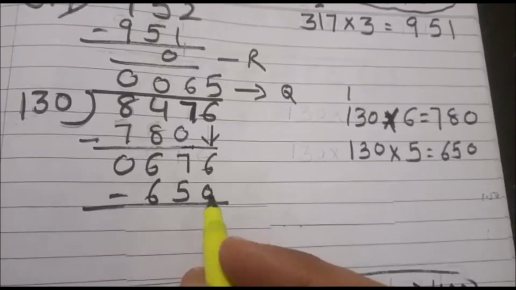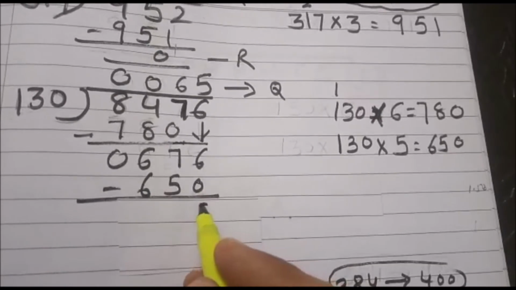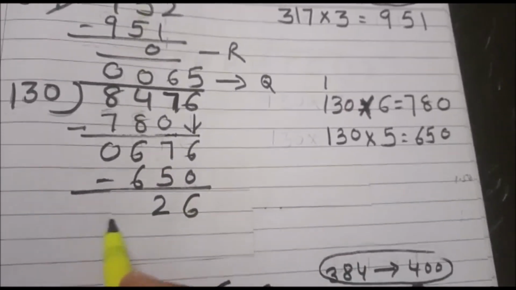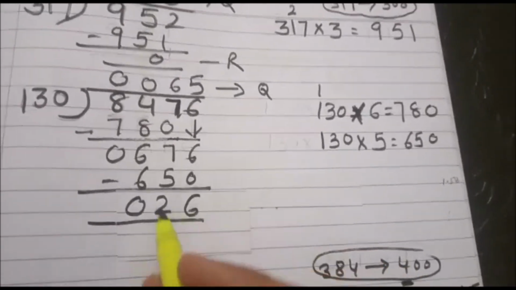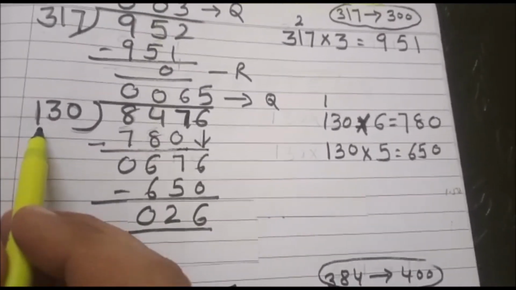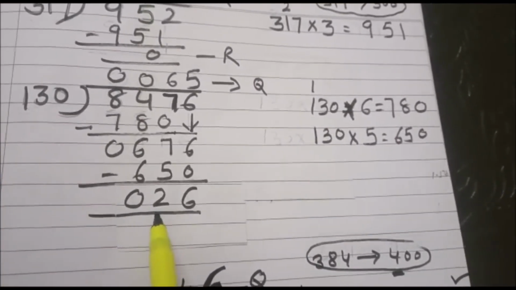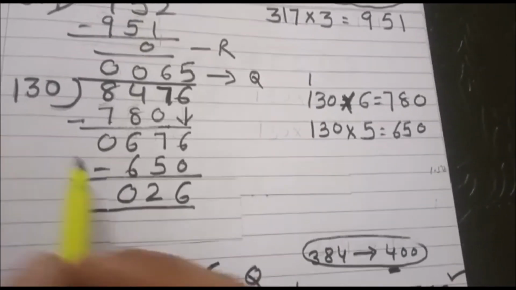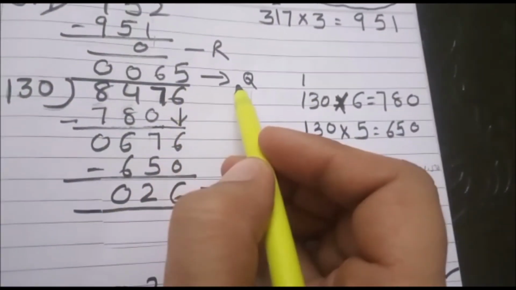Now students, we have to subtract these two numbers. 6 minus 0 is 6, and 7 minus 5 is 2, and 6 minus 6 is 0. Okay, check, 26 is smaller than 130. Always check that the remainder must be smaller than the divisor at every step. So our final answer is remainder 26 and quotient 65.